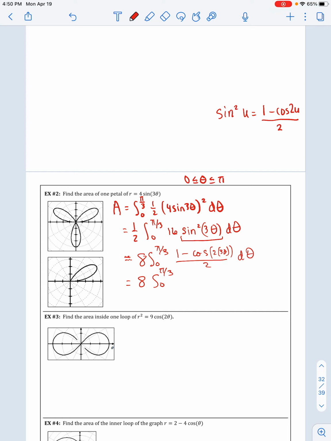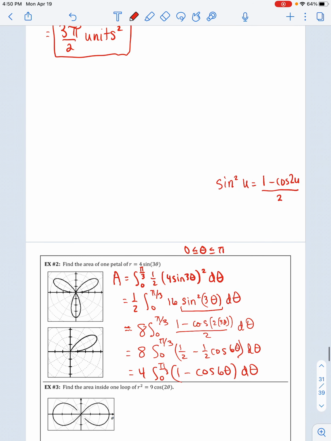So 8 times the integral from 0 to pi over 3, and we're going to say 1/2 minus 1/2 cosine of 6 theta d theta. And at this point, since I have an 8, I'm just going to pull that 1/2 out. That's going to make 4 times the integral from 0 to pi over 3 of 1 minus cosine 6 theta d theta.